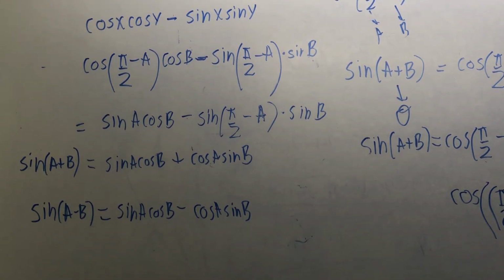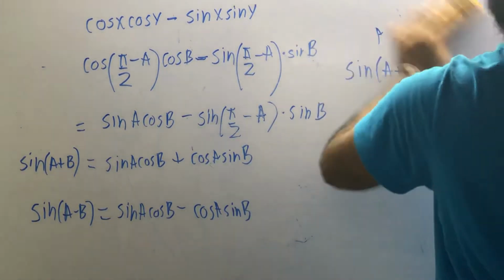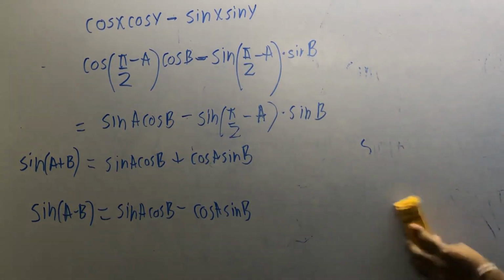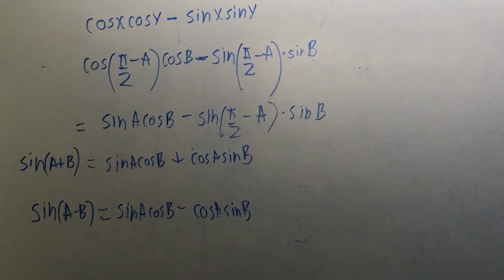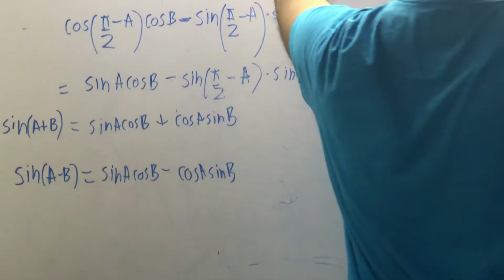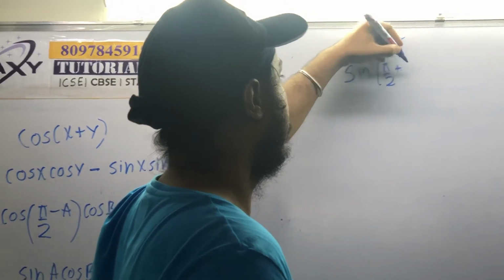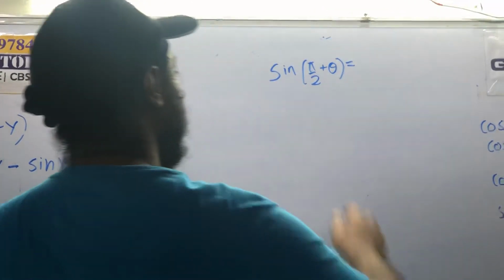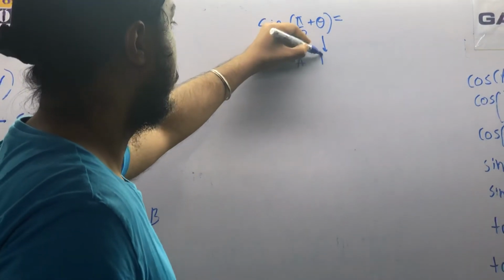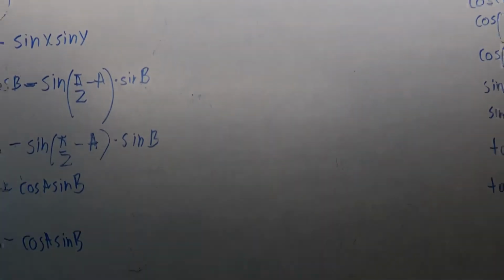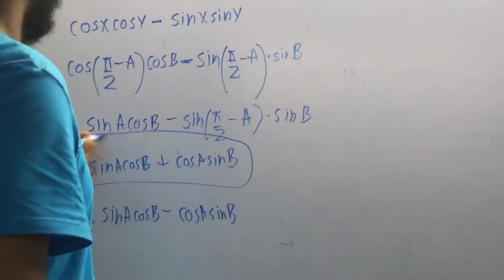Now next one. Now let us find another formula. Let us find now sin(pi by 2 plus theta). So sin pi by 2 is A and theta is B. Just put in this property. We have done this property, yes, so we will apply this one only.